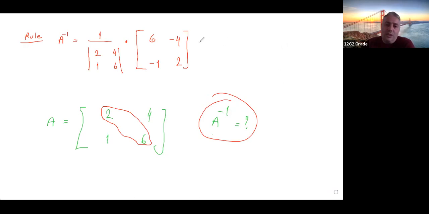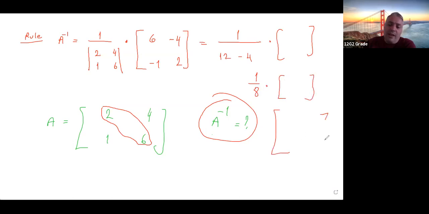This is the rule. So this is equal to 1 over the determinant: 2 times 6 is 12, minus 1 times 4, which is 4. So 1 over 12 minus 4, 1 over 8, times this matrix. So what will be 1 over 8 times this? 1 over 8 times 6 is 6 over 8. 1 over 8 times negative 4 is negative 4 over 8. 1 over 8 times negative 1 is negative 1 over 8. And 2 times 1 over 8 is 2 over 8.